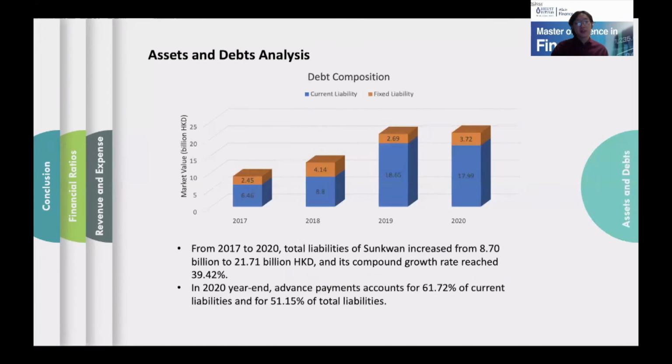As for debt composition, we can see Sankun Group also has more current liability than fixed liability. And in the last 4 years, the debt growth rate reached nearly 14%. It is a very high growth rate. Last year, advance payments accounted for about 16% of current liability and for half of total liability. It is also on the level for real estate companies in China.